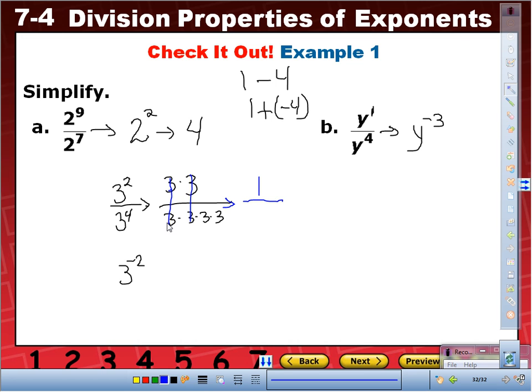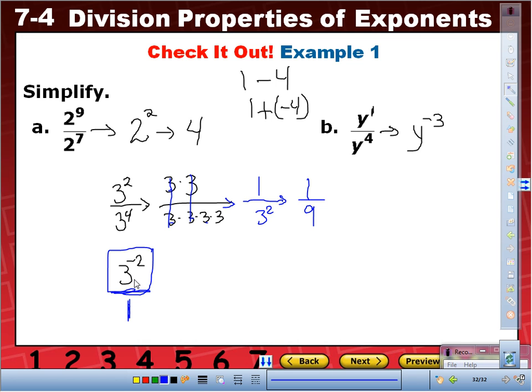Okay. On the denominator, what is 1 times 1 times 3 times 3? That's 3 to the 2nd, which becomes 1 over 9. You're saying, but didn't I come up with this? Yeah, but can't we write this over 1? Yes, right? It's still the same.